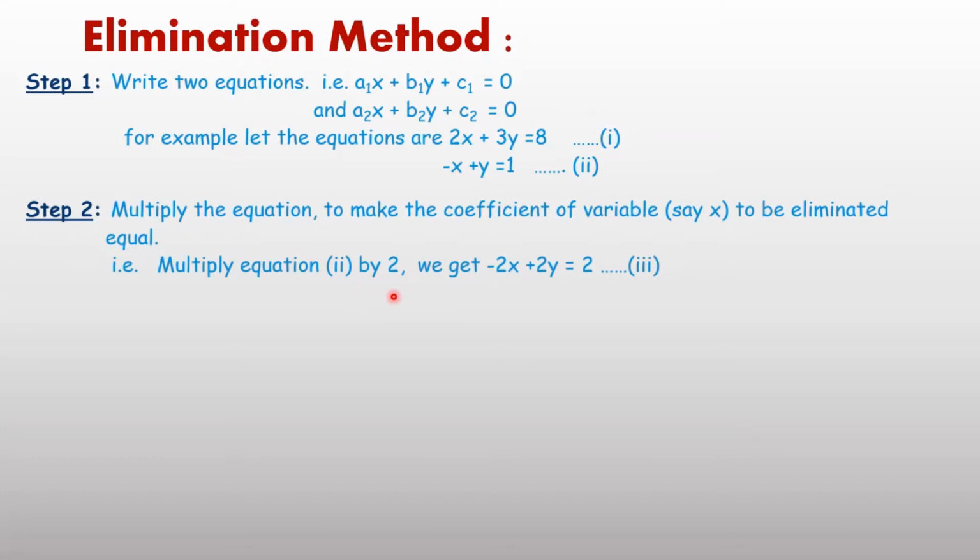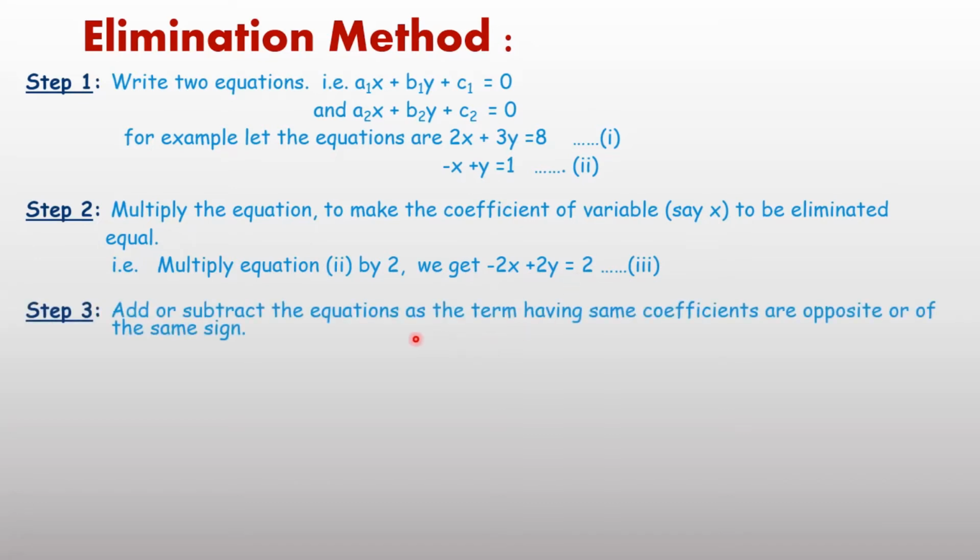See, and the result you will get is minus 2x plus 2y equal to 2. That is step second. Step first, the equations are written. Step second, decide which variable you want to eliminate. Since I have selected x, therefore equate the coefficient of x. Minus 2x plus 2y equal to 2.